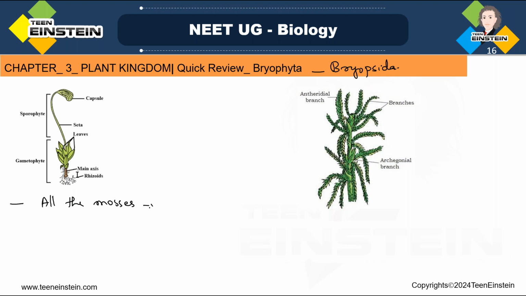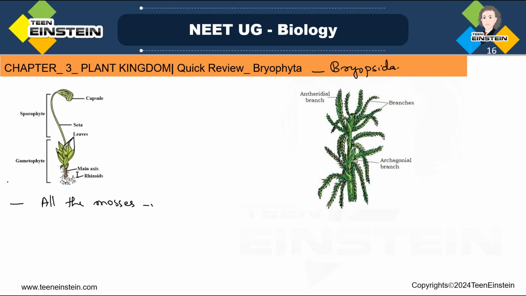The plant body of mosses is made up of stem-like structure, leaf-like structure, and root-like structures, or rhizoids. See here, you can see the root-like structure, stem-like structure, and leaf-like structure. Earlier the rhizoids were very minute and unicellular, but here in Bryophyta the rhizoids are multicellular, branched and obliquely septate, as you can see clearly in the picture.